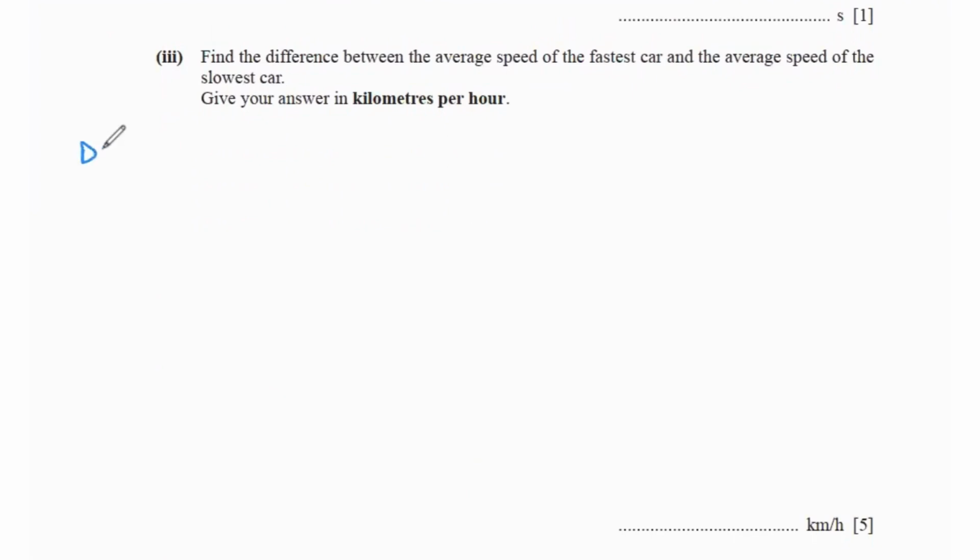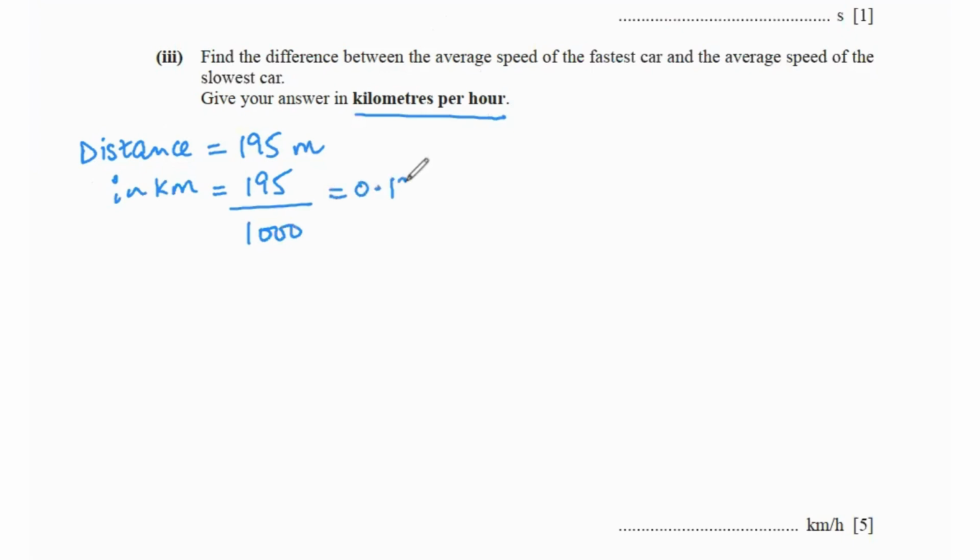So firstly, distance is 195 meters. Since they want the answer in kilometers per hour, let's convert the distance to kilometers. In kilometers, that's 195 divided by 1,000, which is 0.195 kilometers. 1 meter is 1 over 1,000 kilometers. 1 kilometer is 1,000 meters.